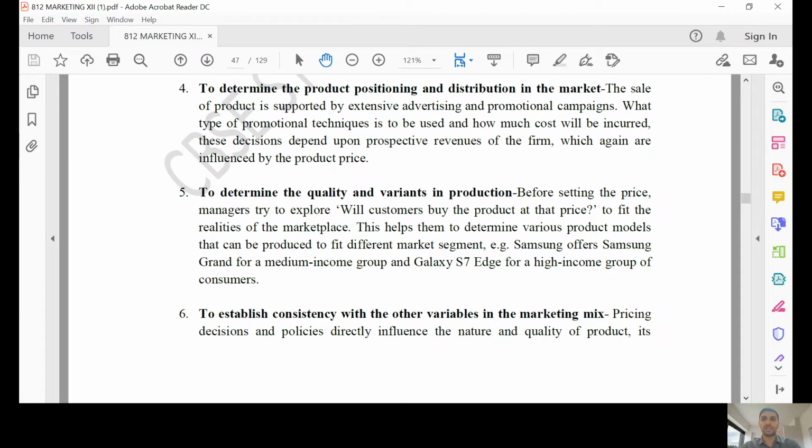To determine the quality and variance in production. Actually, the more the quality, the more the price will be. All of us know that, we are all customers, we are all buying several products. If a company is selling a lower quality product, they cannot demand more price. Take Samsung. Samsung has different types of products. They have lower end products and higher end products like the Galaxy series. So the price will vary according to the added features, quality, facilities, etc.